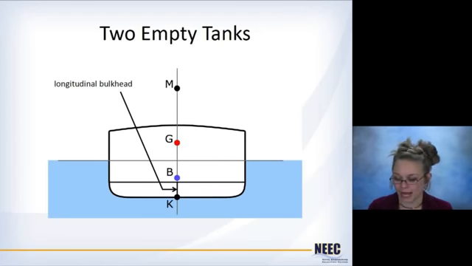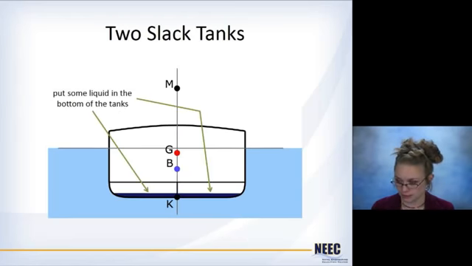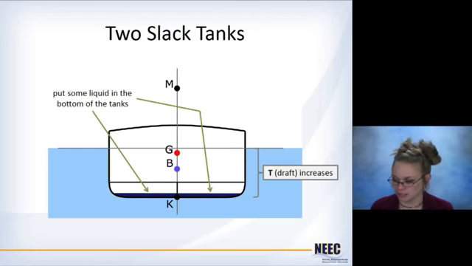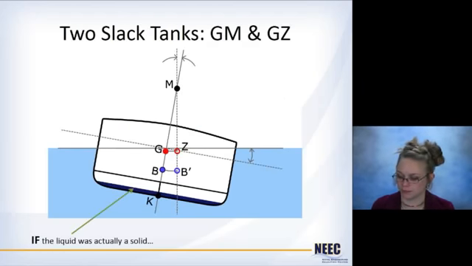One way to get around that: we had one really wide tank in that ship. What happens if we turn it into two tanks? You can take that tank and put in a longitudinal bulkhead right there. So now you have two empty tanks. You took the full beam tank and split it into two half beam tanks. Again, put some liquid down in the bottom of the tanks. Again, we're going to assume this is the same amount of liquid, so the draft increases the same amount. We have the two slack tanks. G is going to drop again. B rises, more or less the same amount. For these examples, we're going to use this original metacenter again.